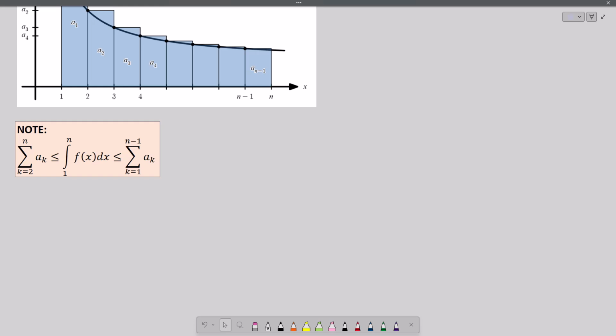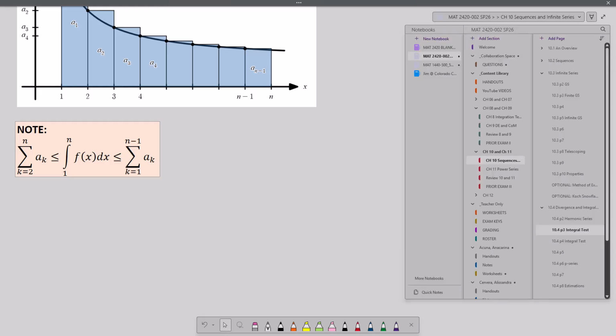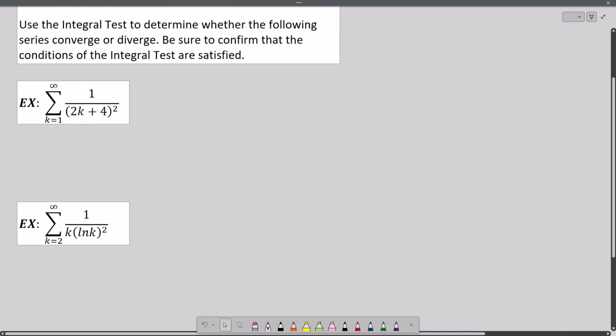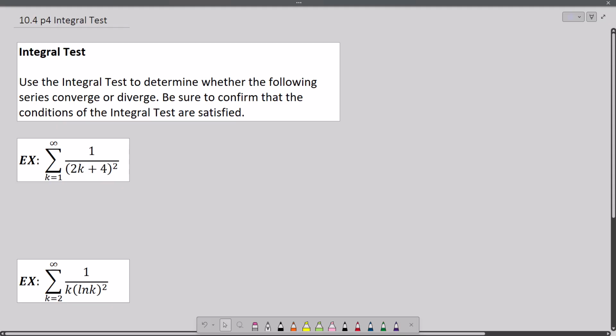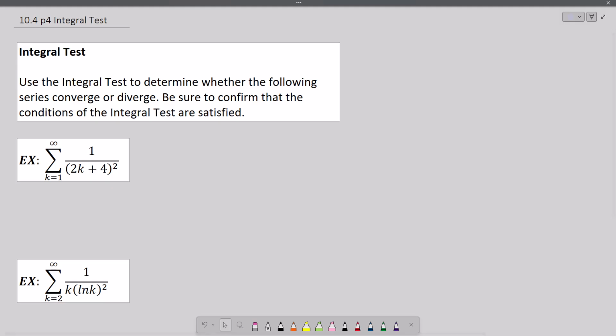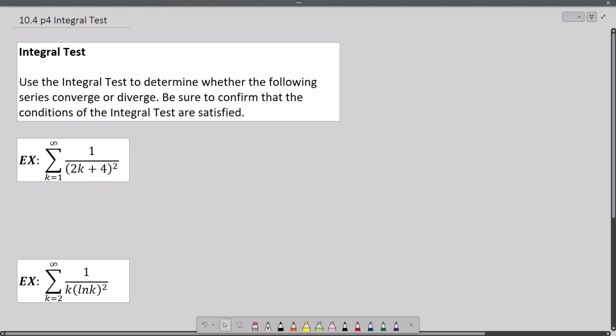Okay, so let's try to apply the integral test. So we have this function here. First step in our triage process, divergence test. What's the limit of a sub k? 0, right? 1 over a polynomial, a quadratic, that's going to 0. So we're not going to write that down, but we should at least get in the habit of thinking about that. Oh yeah, the a sub k's are going to 0.